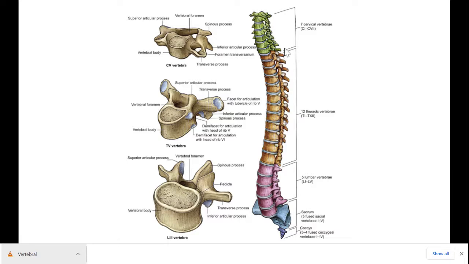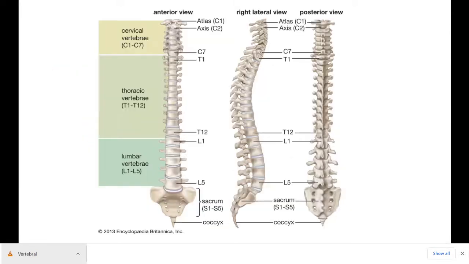But C7, if you run your fingers along the base of your neck, you will feel this large bump at the base of your neck. That large bump is going to be this big long spinous process of C7. So you can actually identify where your cervical ends and your thoracic begins within your vertebral column. Just something interesting that you can feel on yourself as you're studying, as you're trying to learn a little bit more about the vertebral column.